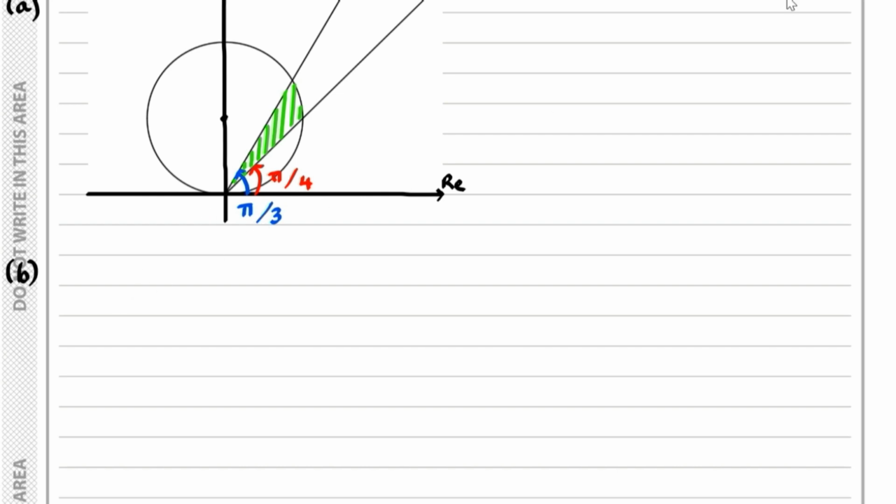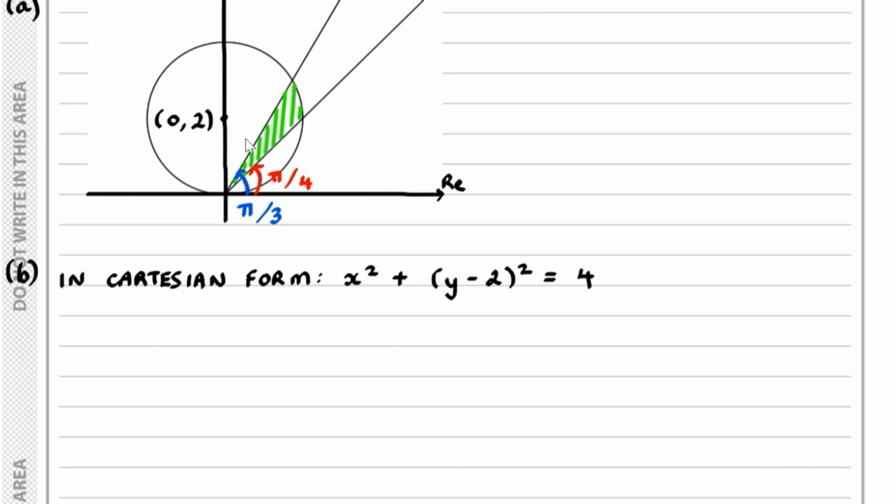So, to begin with, in Cartesian form, we have x squared plus (y minus 2) squared equals 2 squared, which is 4. Of course, here the center is (0, 2). The radius of this circle, we know, is 2. So 2 squared is 4.